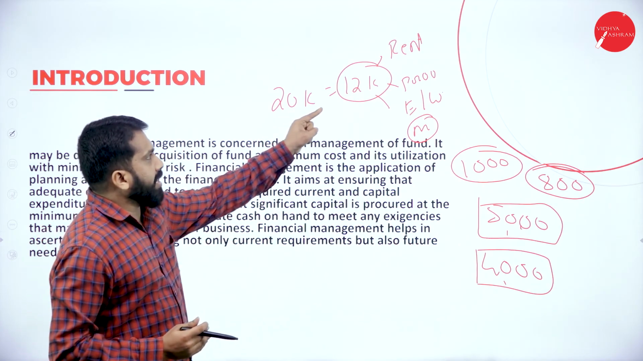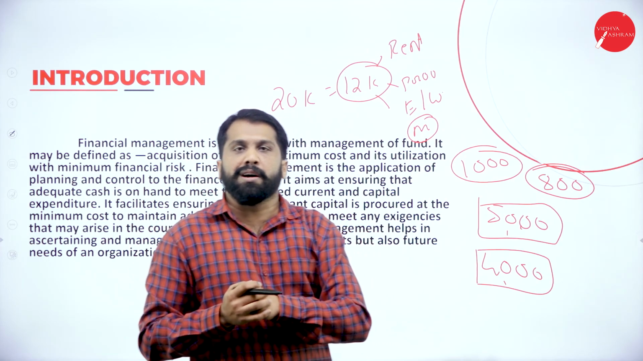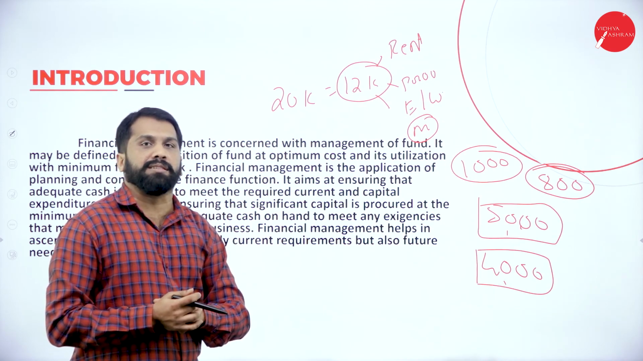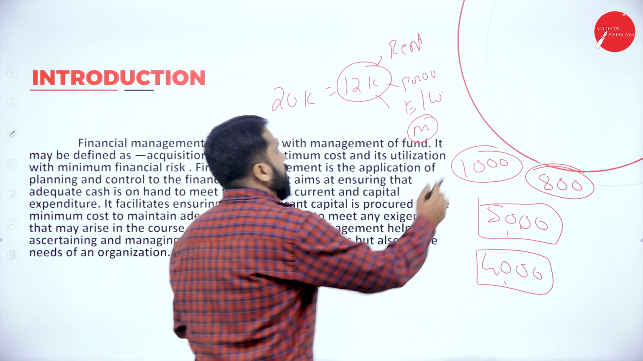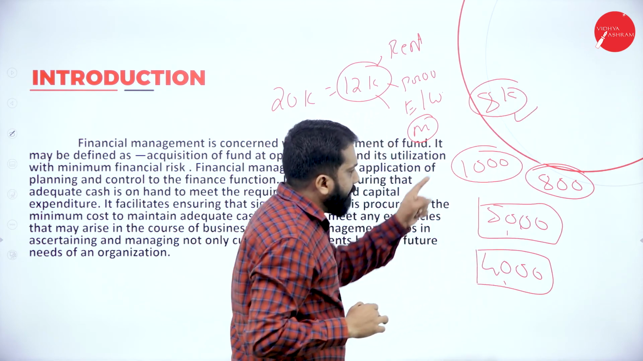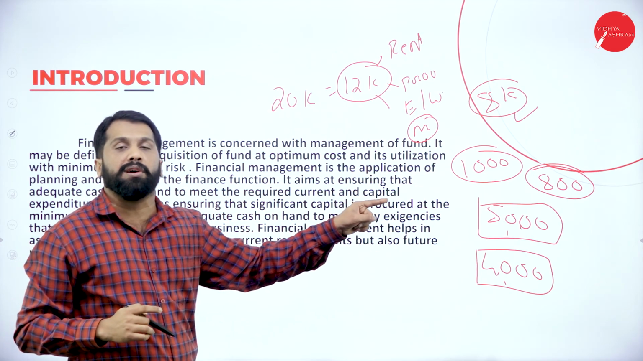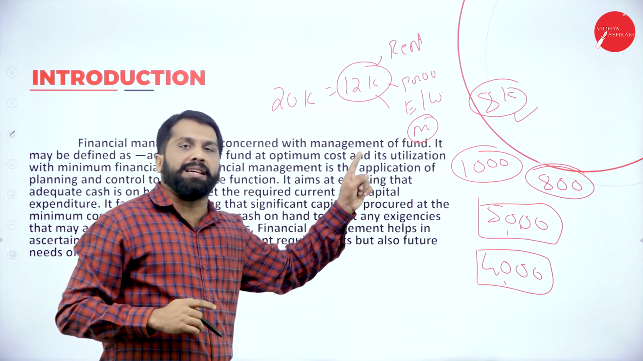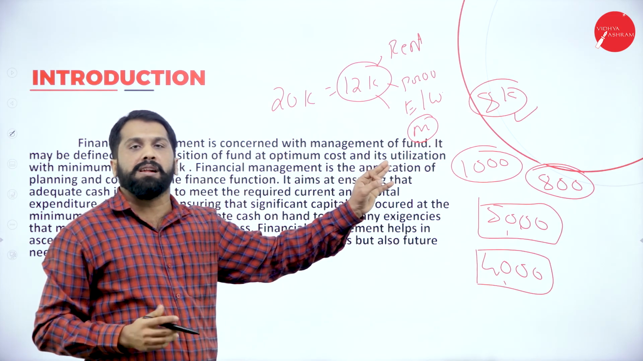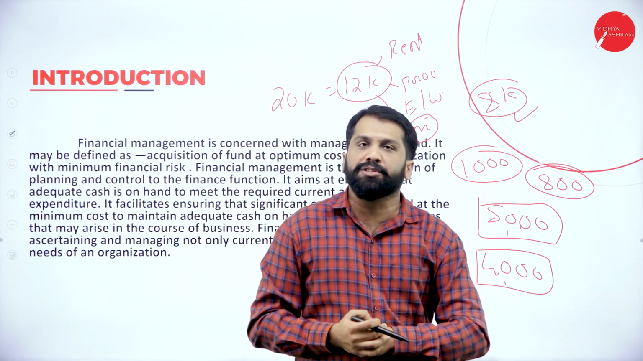Now, because of this COVID or the lockdown, your father's 20,000 earnings will become only 15,000. Then your father gives your mom only 8K. Even though it is 8K, everything will be managed by your mom. Even though it is 12, even though it is 8, she will manage according to the availability of finance. This is called financial management.